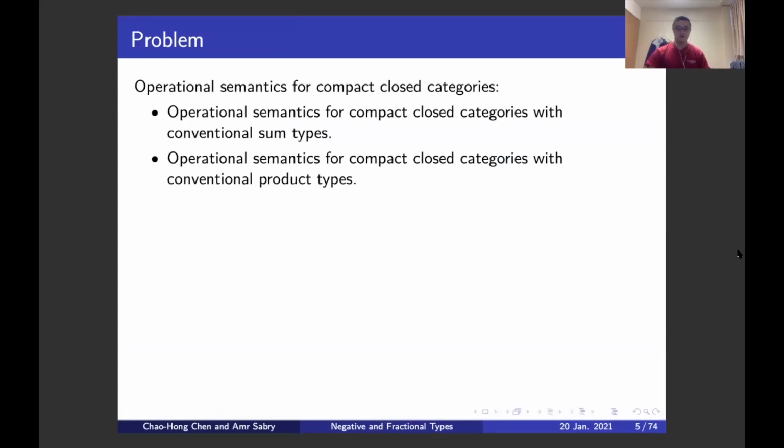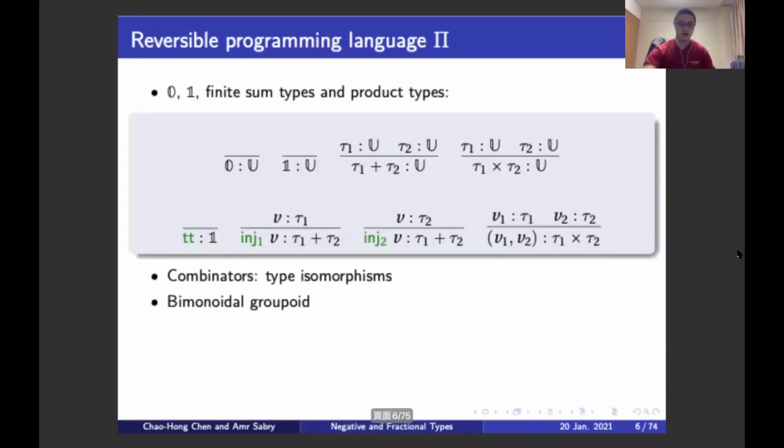And the focus of this work is the operational semantics for complex category with conventional sum types and conventional product types. Our starting point is a reversible programming language Pi. Pi has empty type, unit type, and sum type and product types. And the combinators of Pi are type isomorphisms, which are found by monoidal category.